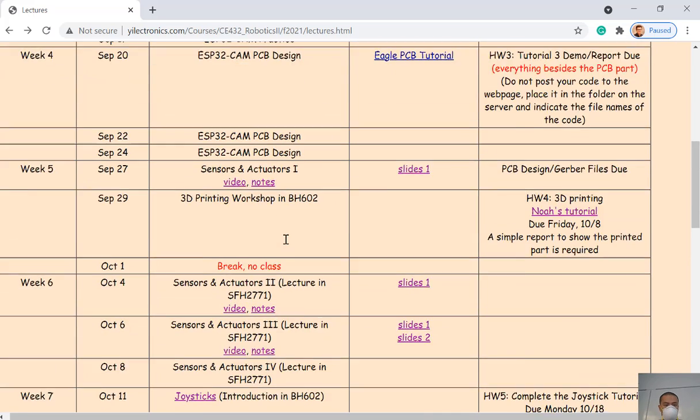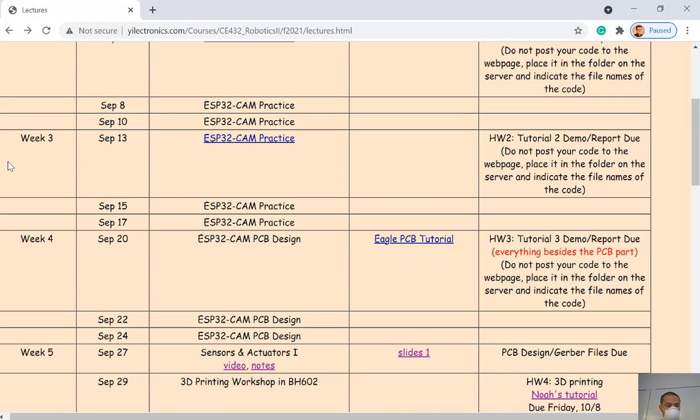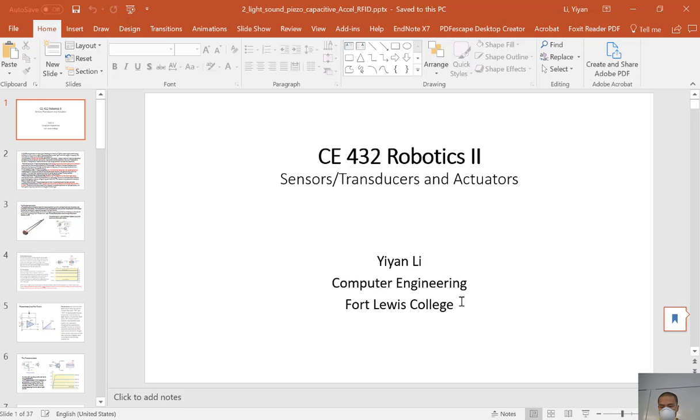All right, that's the plan for the next 2 to 3 weeks. So let's wrap up the sensors and actuator stuff.